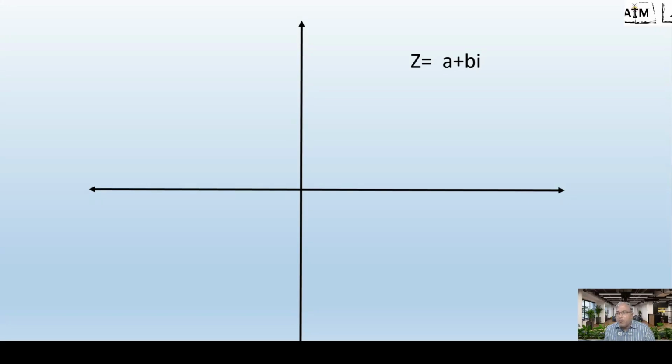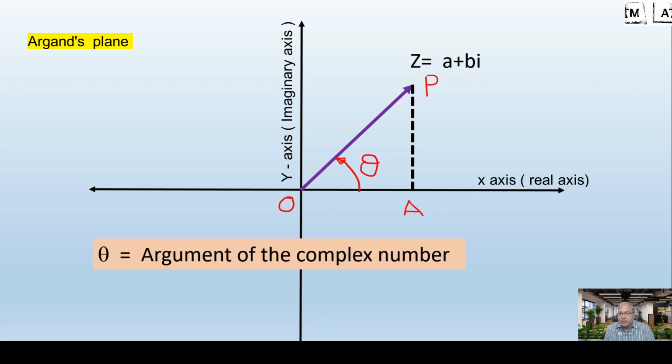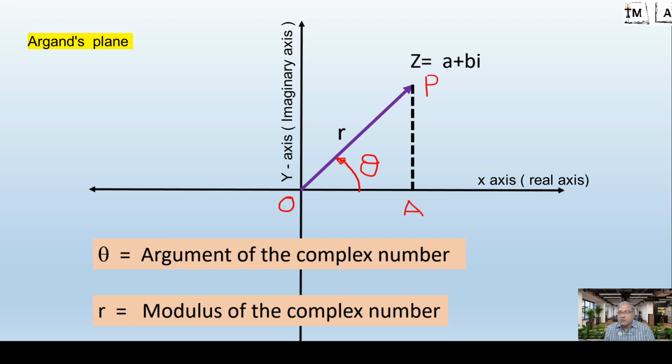A Cartesian form of complex number z equals a plus bi can be represented in Argand's diagram as shown in the figure. When we represent this complex number in Argand's diagram, we draw a projection on the real axis and complete the triangle OAP, where theta is the argument of the complex number and r equals the modulus of the complex number.